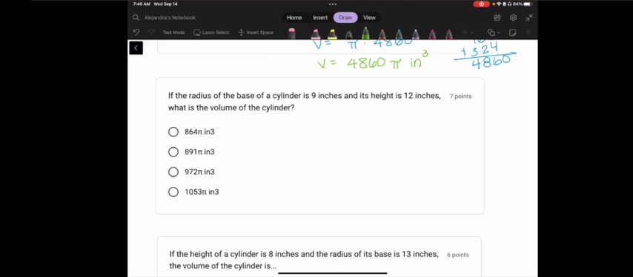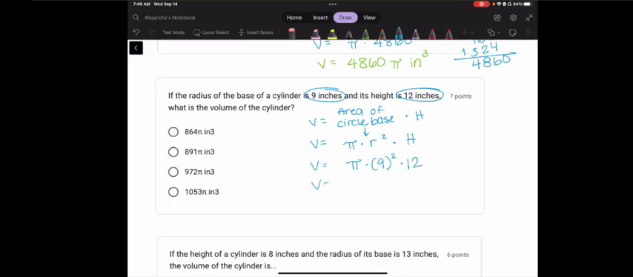If the radius of the base of a cylinder is 9 inches and its height is 12 inches, what is the volume of the cylinder? So the volume of the cylinder is calculated by finding the area of the circle base, multiplied by the height. Given that it's a circle, the area formula is pi times radius to the second power, and then everything at the end will be multiplied by the height. They tell me that the radius is 9 inches and the height is 12. So that means that volume will equal pi times 9 to the second power times 12. So the volume will equal pi times 81 times 12.